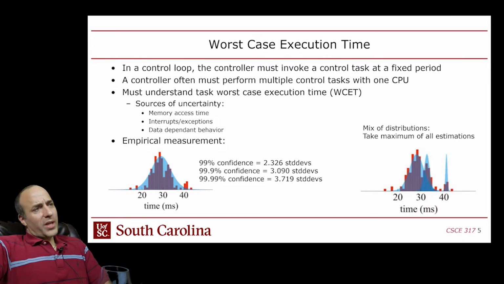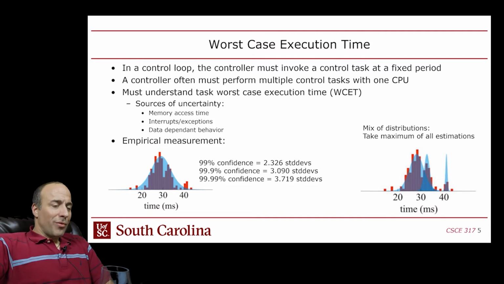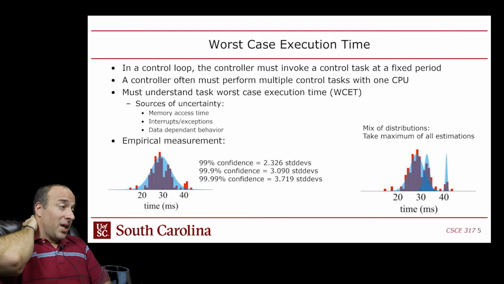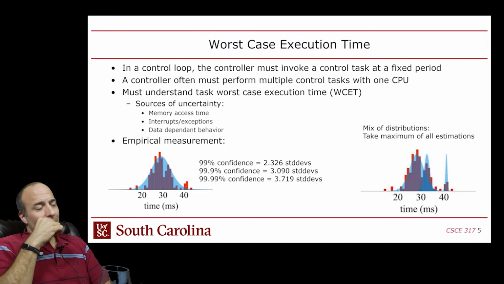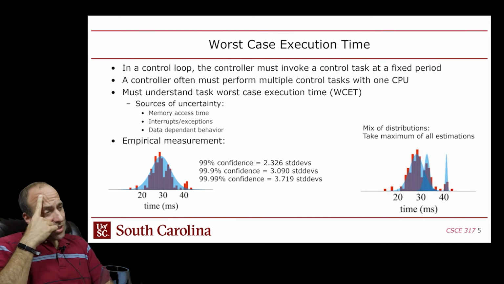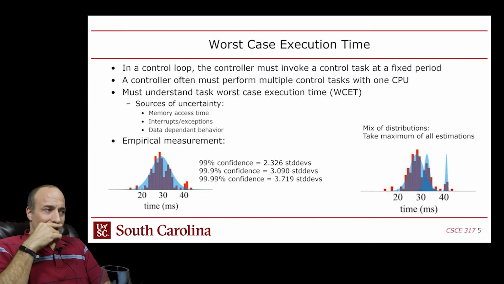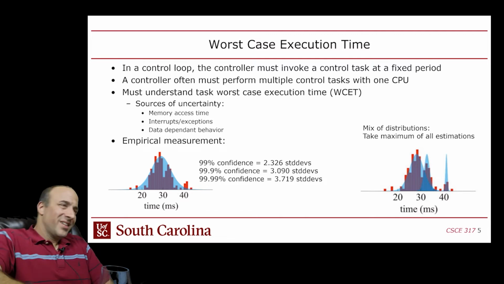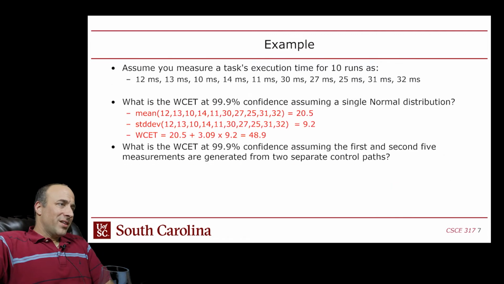So if you were to measure the execution time of a task and sample those execution times, make multiple measurements, if you assume that these are taken from a Gaussian random variable, then you can come up with a worst case execution time, which is a certain number of standard deviations from the mean based on how confident you want to make your assertion that it's the worst case execution time. So we talked about that last time. I gave an example of that.